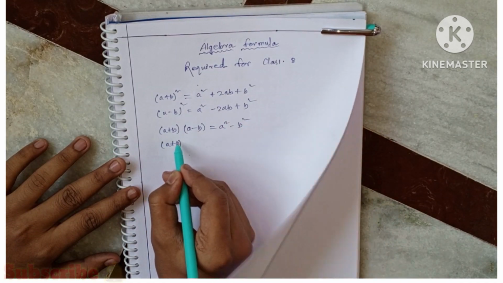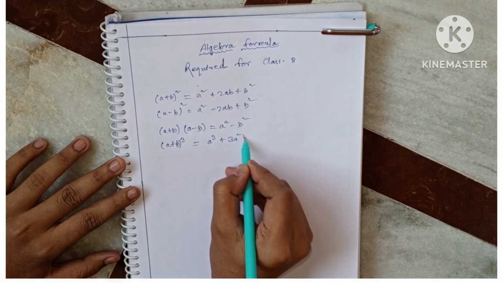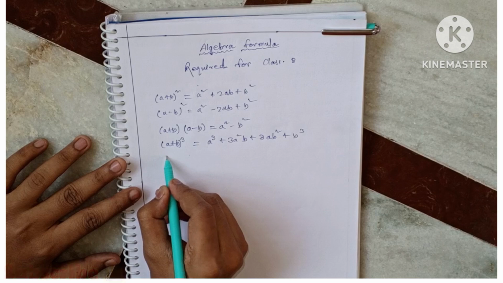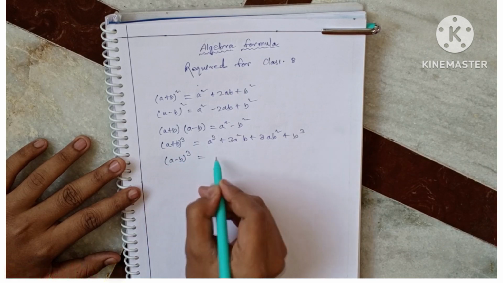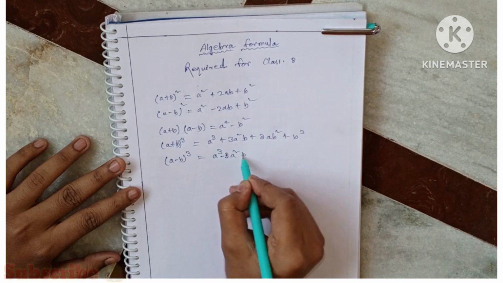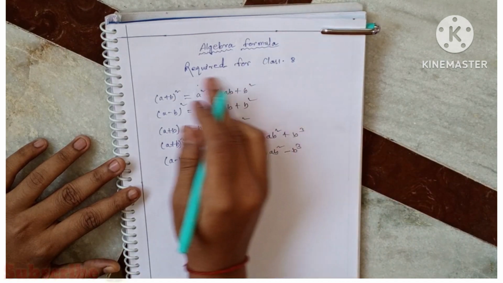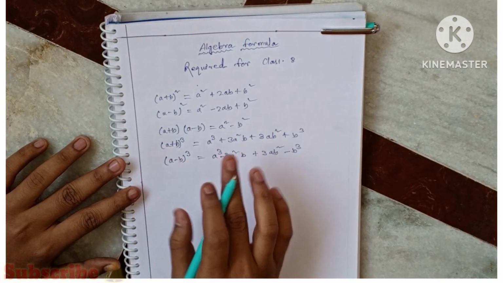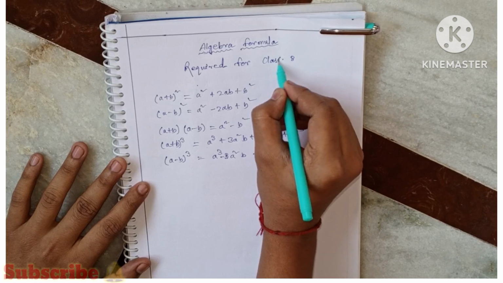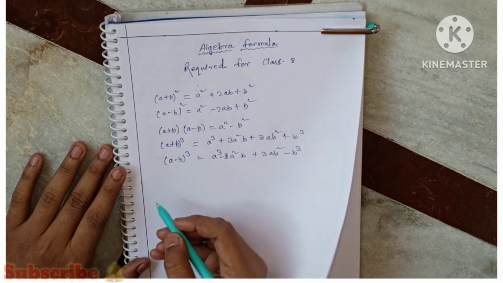(a plus b) whole cube is equal to a cube plus 3a square b plus 3ab square plus b cube. (a minus b) whole cube is equal to a cube minus 3a square b plus 3ab square minus b cube. The proofs of these formulas are also available in my channel. Please check them out and see the video first, then you can go through this video.